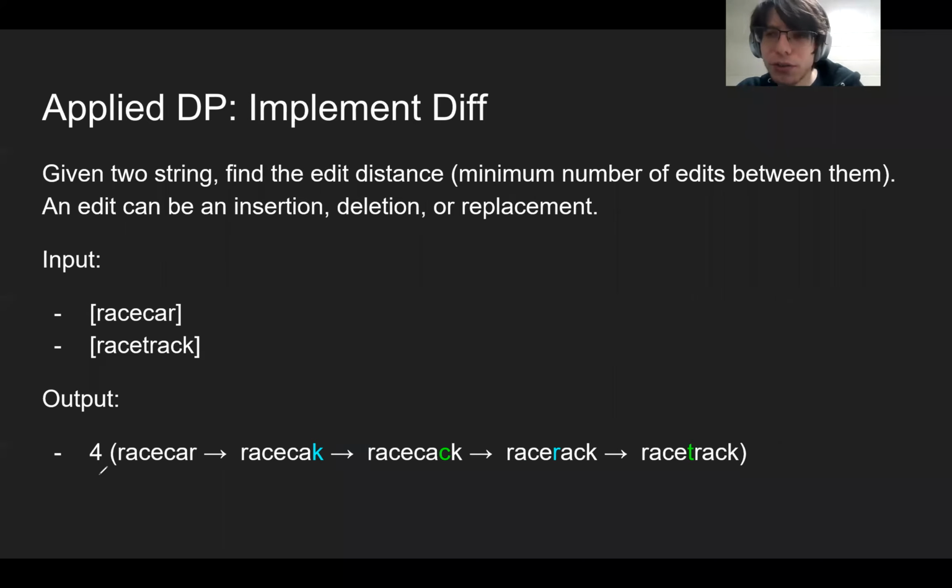Well, we know we can figure this out on our own, right? Just sitting down and looking at them. And the output would be 4, right? Because there are 4 changes. And to get from "race car" to "racetrack", these are the changes you can make.